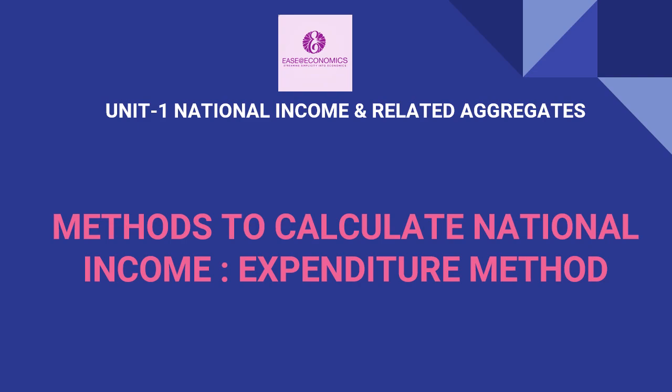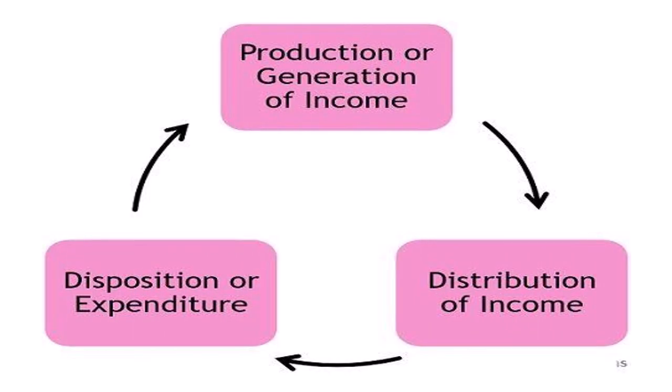This is my third video for the topic methods to calculate national income. Today we are discussing expenditure method. So let's begin. Before we start with expenditure method, I would like to help you recall that when we were learning circular flow of income, we noted that there are three phases. That is production phase, income generation phase and expenditure phase. And this topic methods to calculate national income is based on these three phases only.